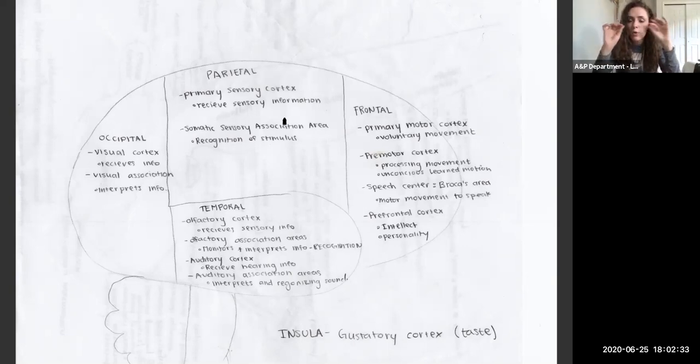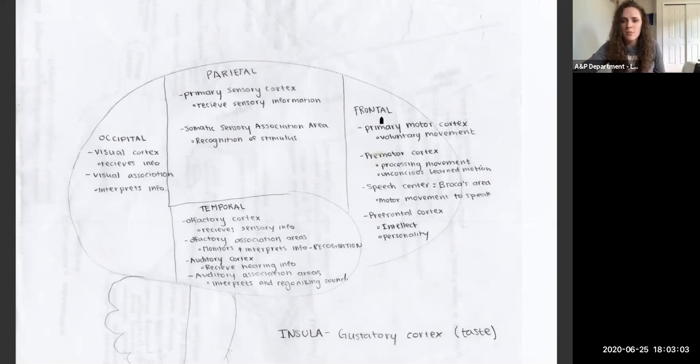And that cortex is going to receive the information that actually makes sense to your brain and decide what to do with that information. Okay, hopefully that's clear. So to start, your frontal cortex. You have 4 different parts of your frontal cortex. Your first one is your primary motor cortex. This is what controls your voluntary movement.